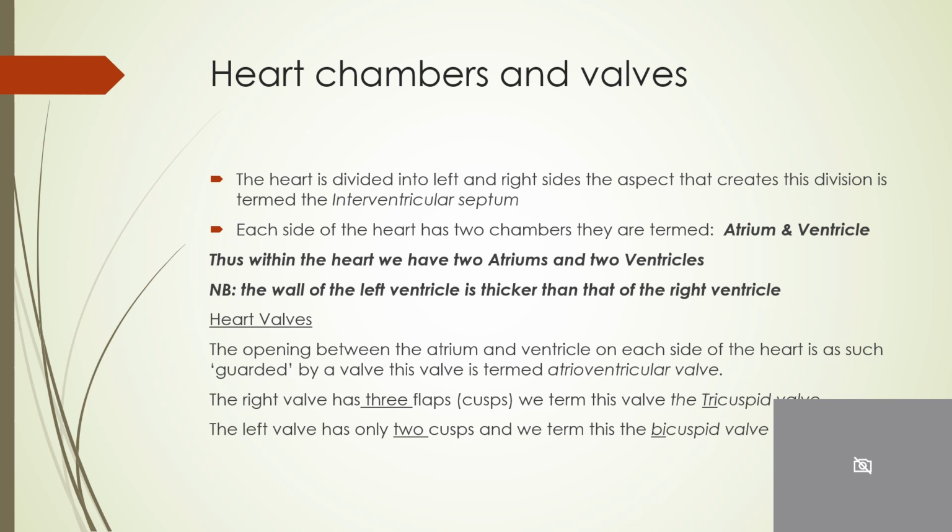The heart valves. The opening between the atrium and ventricle on each side of the heart is guarded by a valve, and this valve is termed the atrioventricular valve. The right valve has 3 flaps or cusps, and we term this valve the tricuspid valve. The left valve has only 2 cusps, and we term this the bicuspid valve or mitral valve.